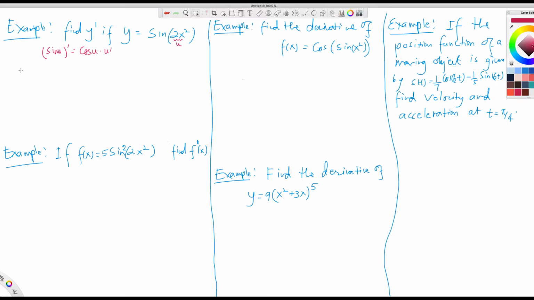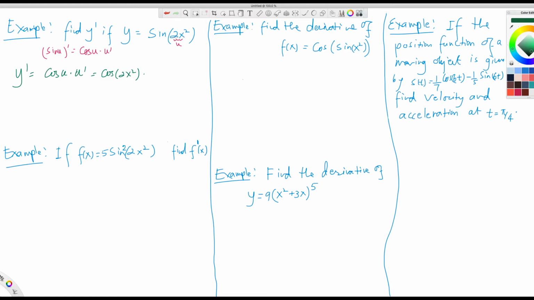So what will be y prime then? Let's use that formula for y prime. Y prime is equal to cosine of u times the u prime. So cosine of, what is u? U is 2x squared, times u prime. What is the derivative of u? What is the derivative of 2x squared?